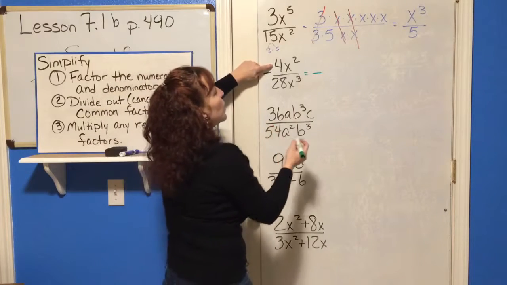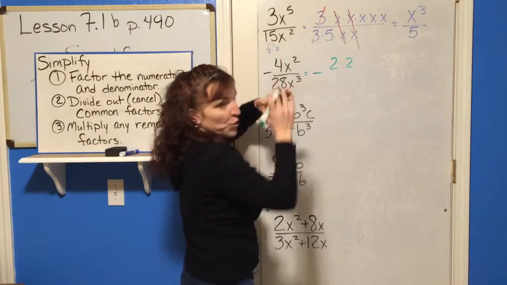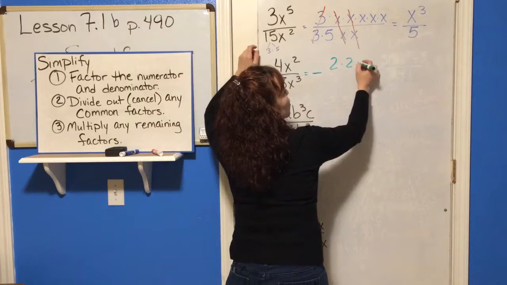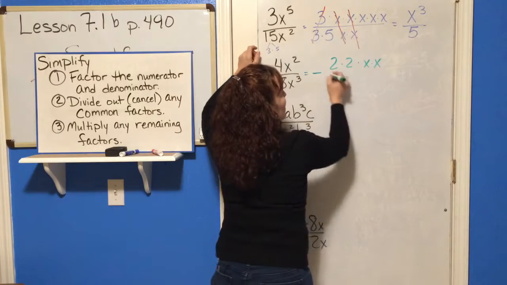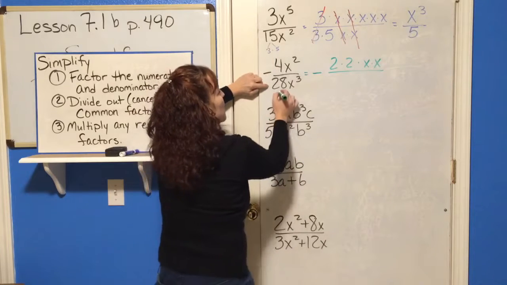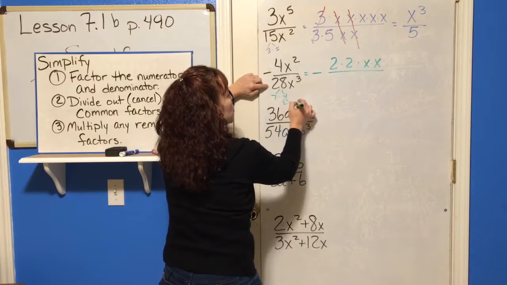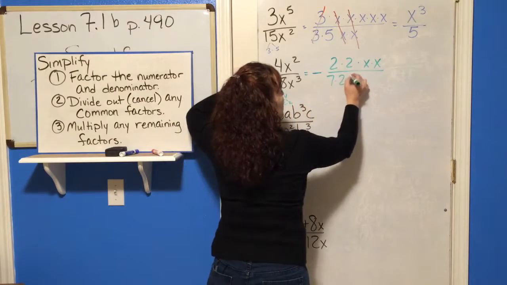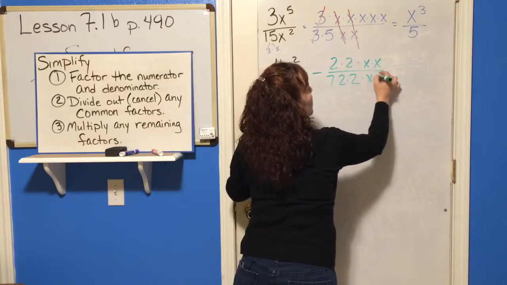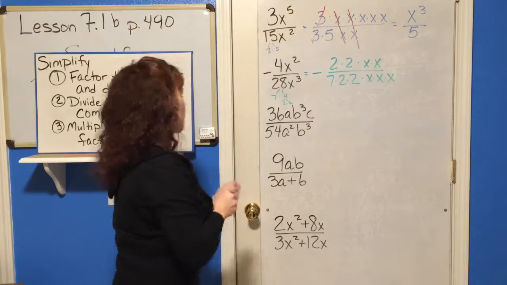All right, so 4 is 2 times 2. And if you need to do a tree to figure that out and remember that, that's fine. So 4 is 2 times 2. And x squared is x and x. And that's all of our terms on the top. On the bottom, 28 is 7 times 4, and 4 is 2 times 2. So 7 times 2 times 2 is the 28. And x cubed is 1, 2, 3. So write them all out there so you see them.